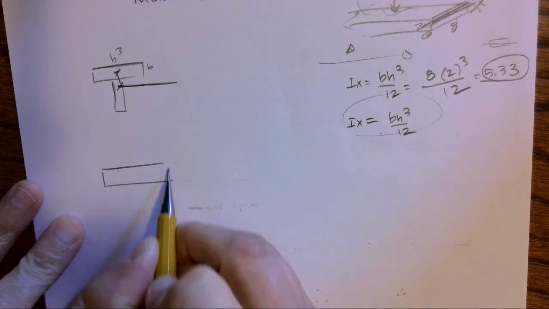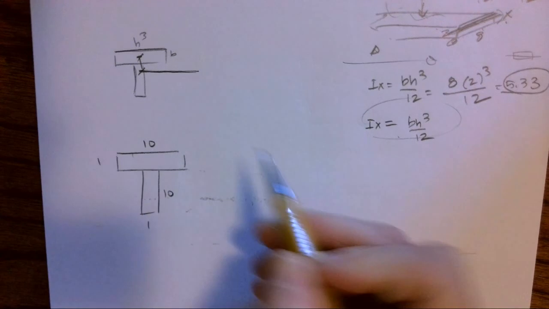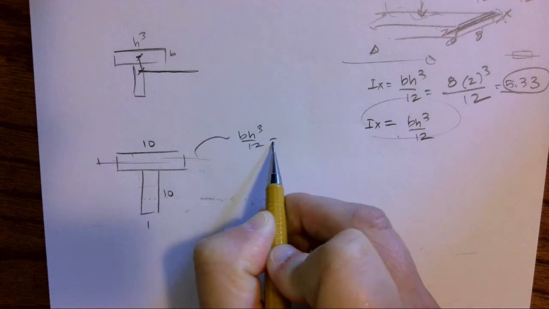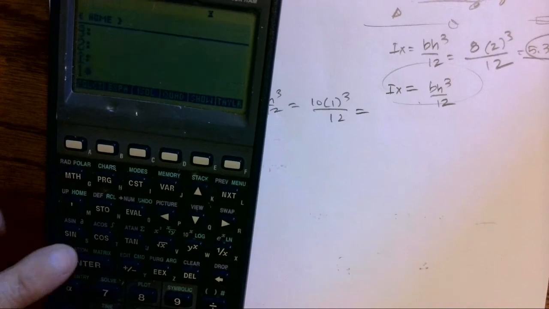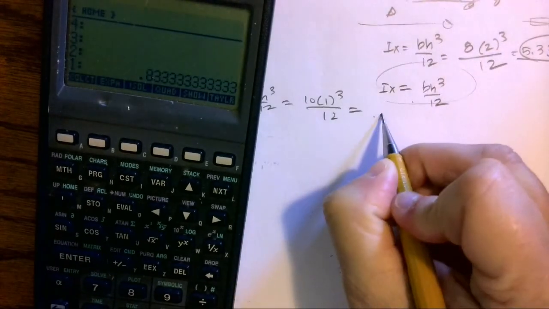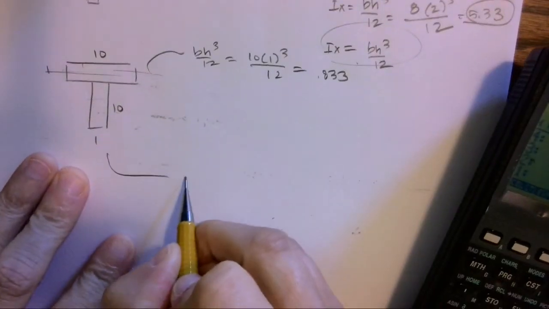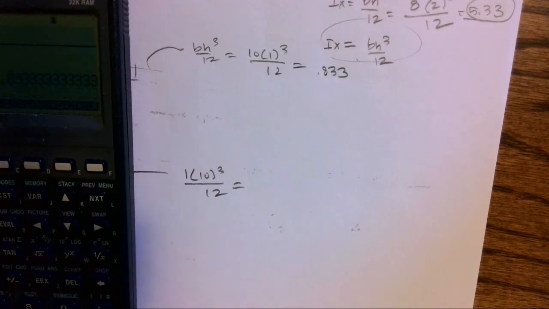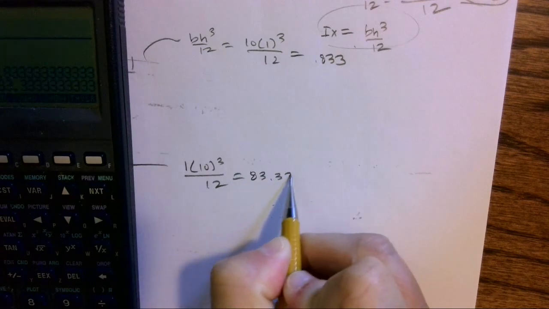So now let's look at just a T. If I have a 1 by 10, and I have a 1 by 10, well, if I just look at this one, bh cubed over 12, I'm going to get 10 over 12, which is 0.833. So that's not a very large moment of inertia. If I look at this one, I have b h cubed over 12. So we can already see just by orientation, we are going to get a much larger moment of inertia. So we have 83.33.